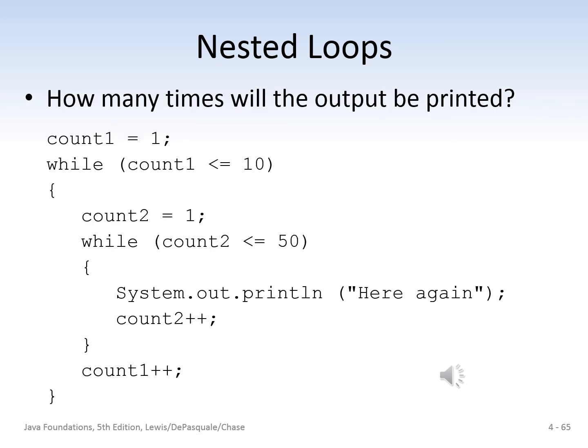Coded example of a nested loop. Looks like the outer loop starts at 1 and gets incremented by 1. So it will start at 1, while less than or equal to 10. So the outer loop will execute 10 times. But for each iteration of the outer loop, we'll drop into the inner loop, and it looks like that'll go 1 to 50 by 1. So 50 times 10, this will execute 500 times.